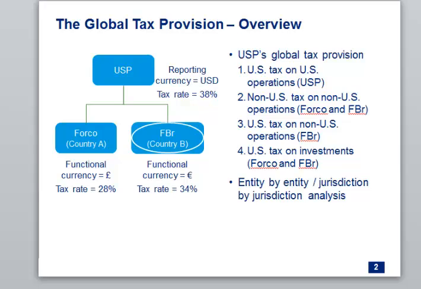But USP is going to have profit or loss on its investment in Forco. Right? So just like if I went out and bought stock in a company, I would make profit or loss. That's the same thing for USP. So we need to think about what are the consequences to USP of owning Forco. Okay? And that's where this whole APB 23 unremitted earnings thing comes into play. Okay?